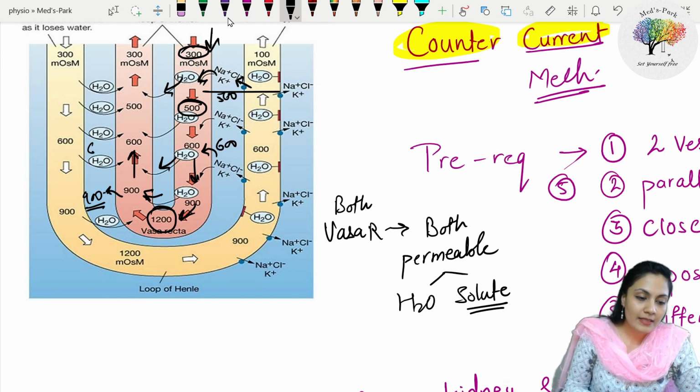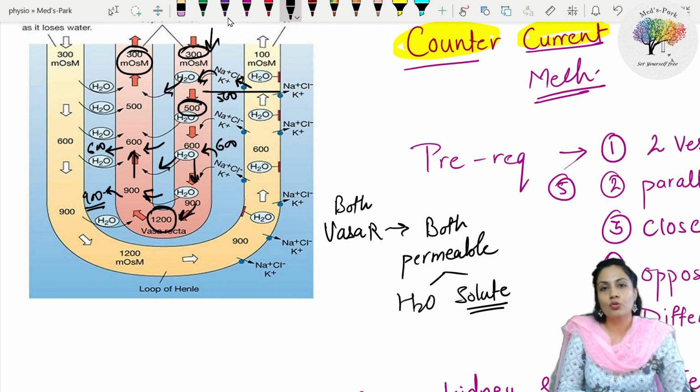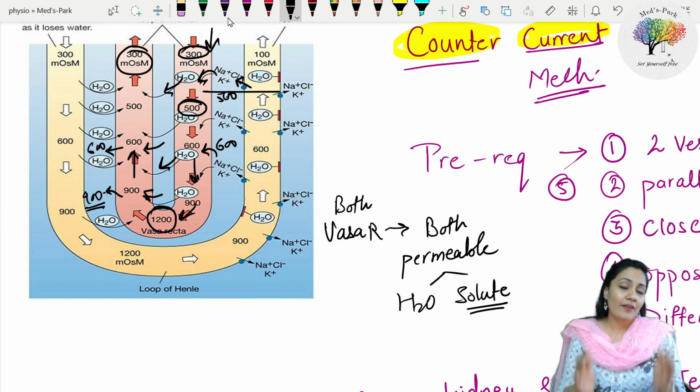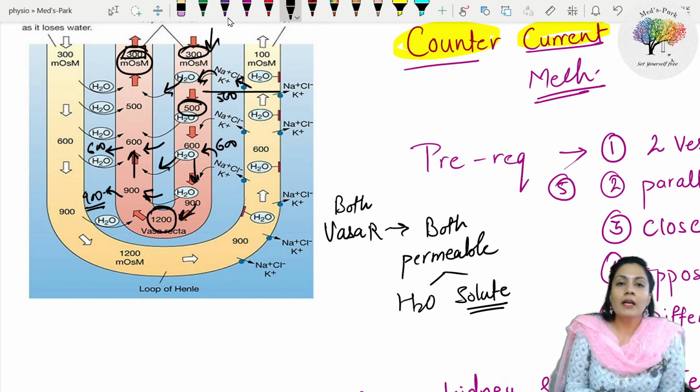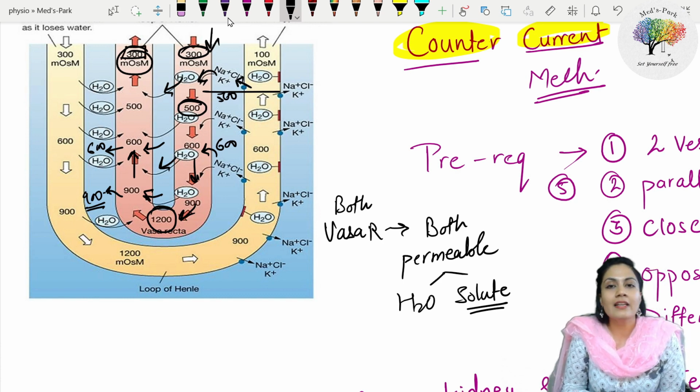It became 600 outside, inside let's say it is 900. So what is going to happen? The fluid is going to move in, that means the water is going to move in and the solutes are going to move out unless and until it becomes isotonic again. This is the picture I have taken from the net. So this exactly does not become 300, it remains 325.